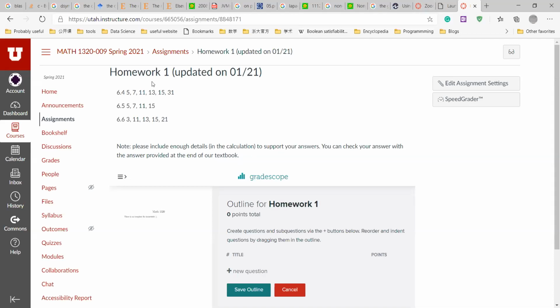So far I have posted 3 sections of homework, which are all from chapter 6. So if you have time, you can start doing those assignments after our class.